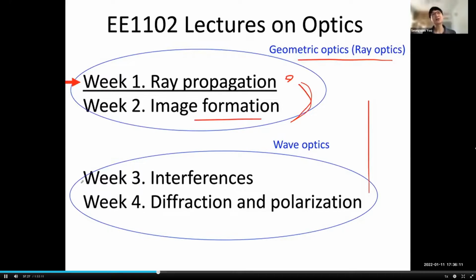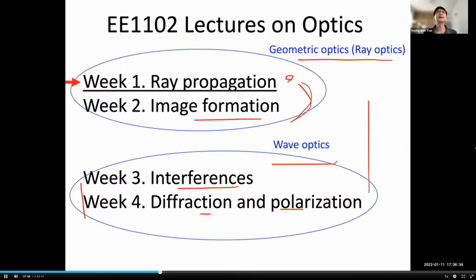And when we reach week 3, we will switch our topics to wave optics. In wave optics, we are going to explain interference, diffraction, and polarization, which can only be explained using the wave optics concept.